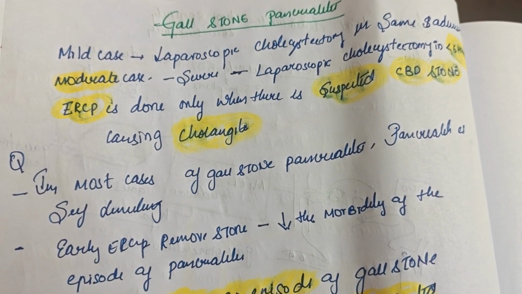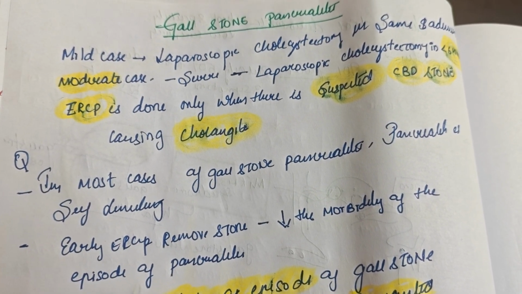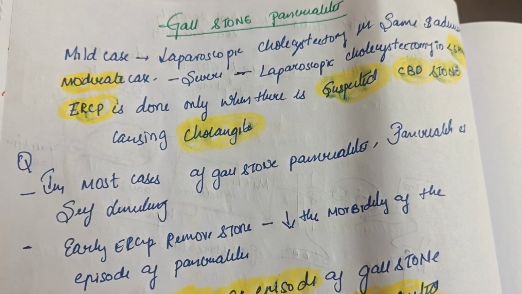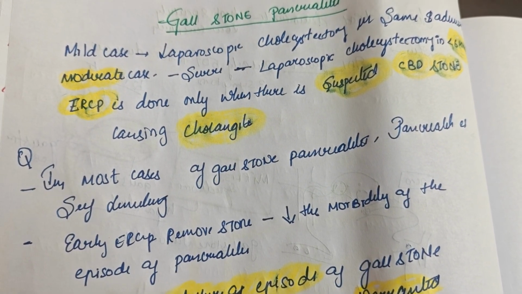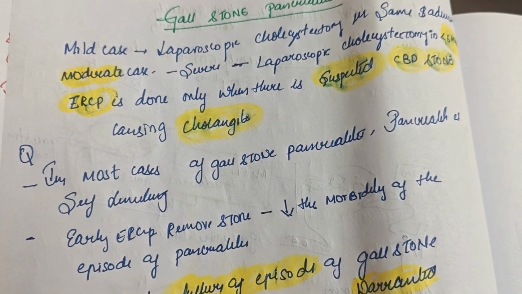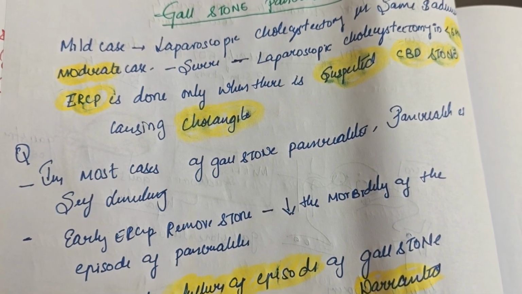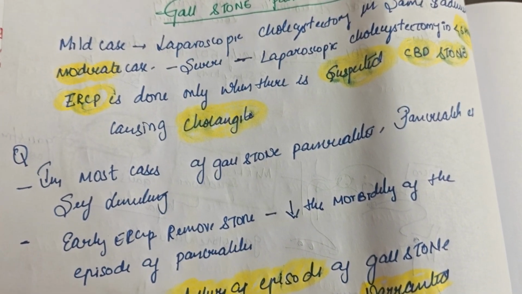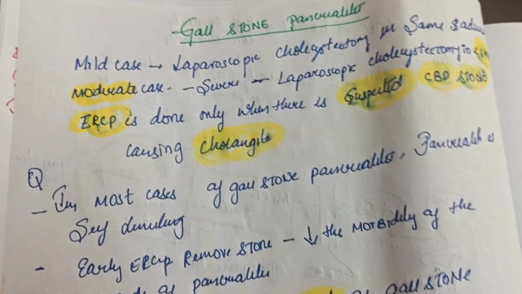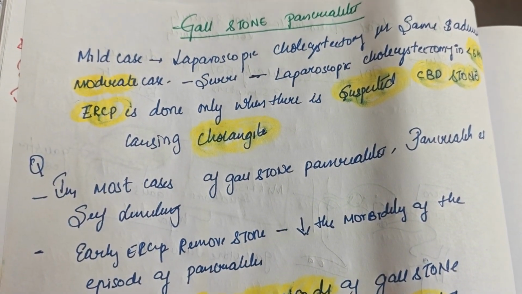Now ERCP is done only when there is a suspected CBD stone. Remember, when you have features of cholangitis, you do an ERCP so that you can remove the stone out. ERCP is done only when there is a suspected CBD stone.